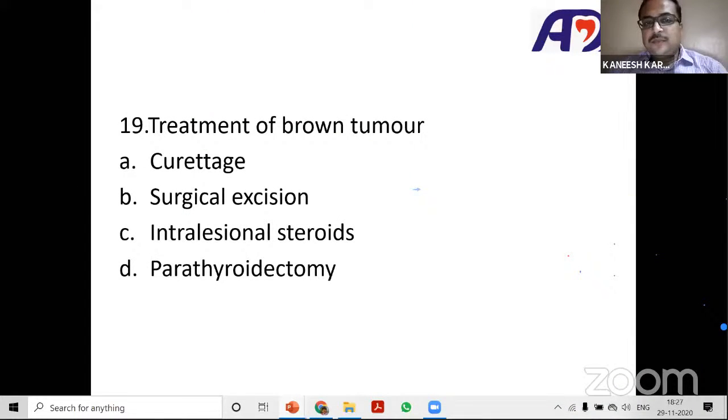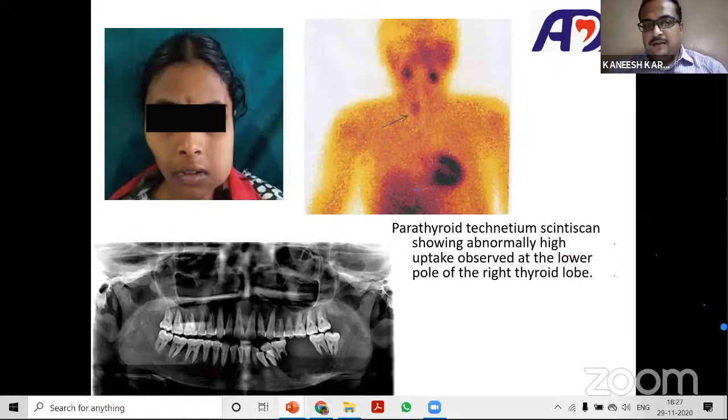Okay. What is Brown's tumor? Yeah, it is because of the parathyroid hormone. So you have to remove the parathyroid gland. You have to remove the tumor along with the removal of the parathyroid gland.